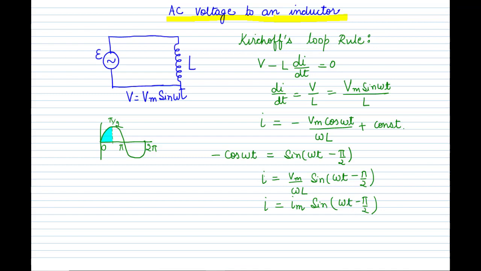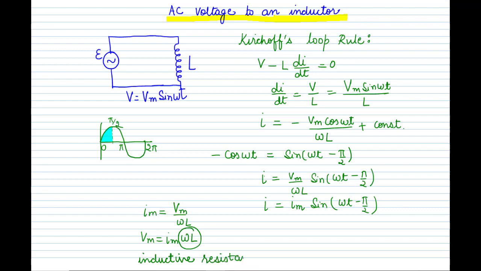Clear? Now we have written Im is equal to Vm upon omega L, or Vm is equal to Im omega L. So this is equivalent to Ohm's law, V is equal to IR. So omega L is the equivalent of resistance, because this is a resistance which is not R but is in terms of inductance L. So we call this resistance inductive resistance. This is a resistance, but a resistance with an inductance. So we call it inductive resistance.